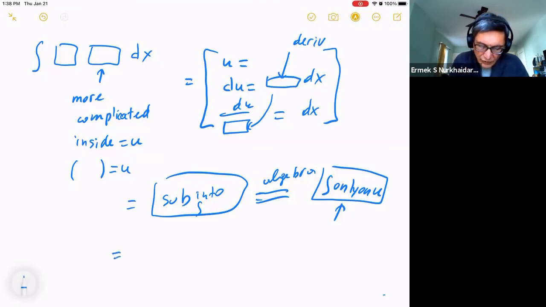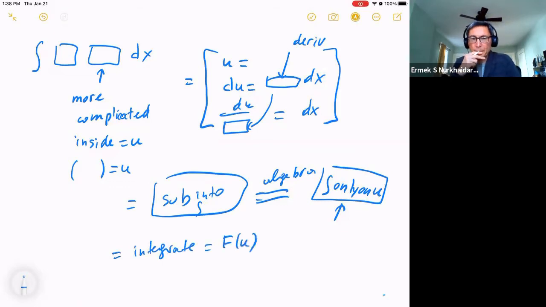So then we integrate. We're going to get an expression in terms of u, plus c. And then do back substitution. So that's an outline of how we're going to be doing substitution. Let me illustrate that on a couple of examples.